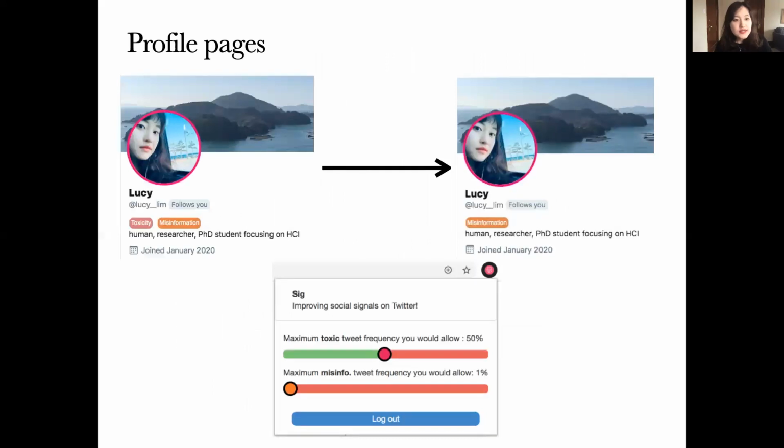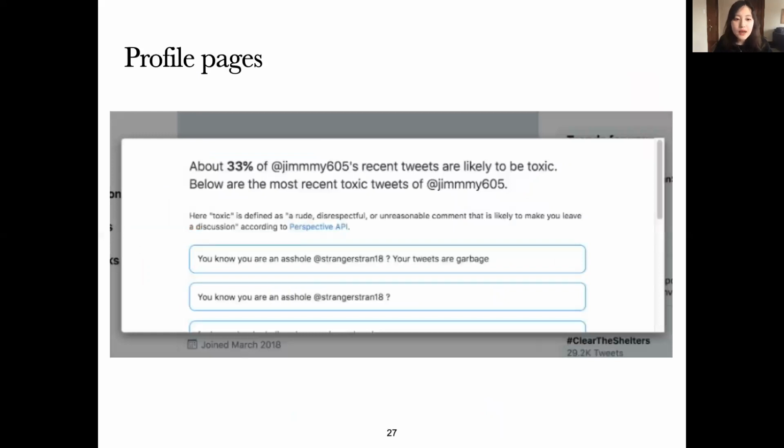And as I mentioned, SIG works on profile pages, and participants were able to adjust the thresholds for toxicity and misinformation because we thought everyone's thresholds are different. And participants were able to click on the tags of toxicity or misinformation, which then shows a pop-up showing the scores and also up to 5 most toxic or misinformation spreading posts. And so this pop-up kind of hinted at the reason why SIG was flagging accounts.